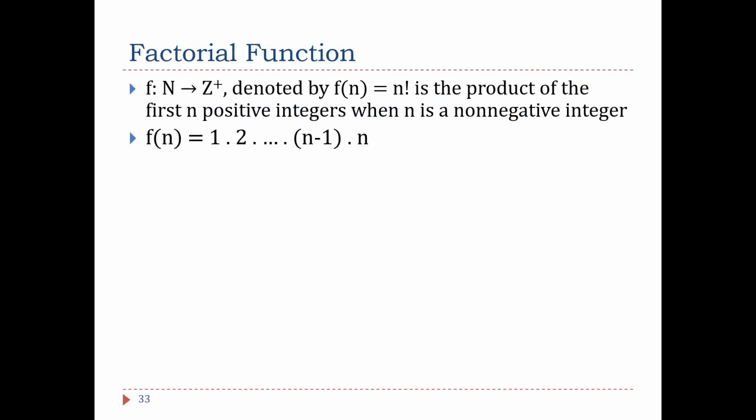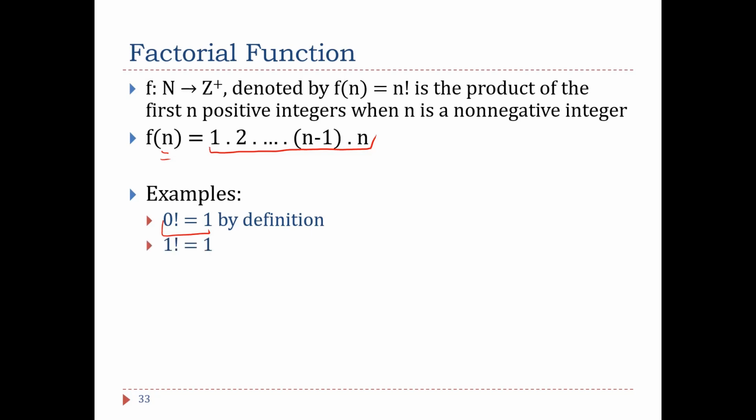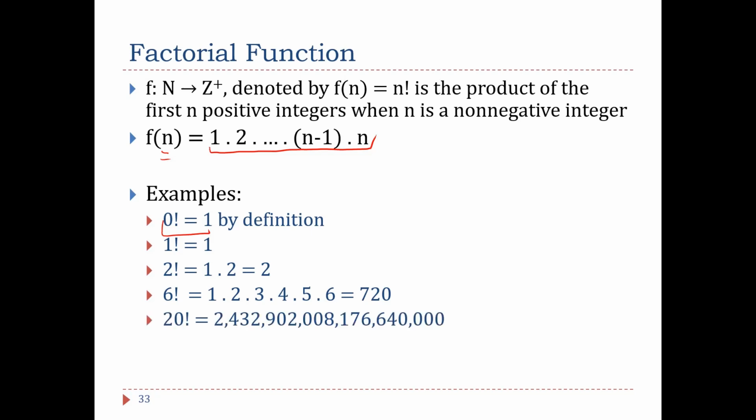What about the factorial? We just want you to recall that it's equal to the product of all the positive integers up to n. So it's equal to 1 times 2 times up to n minus 1, including n. And by definition, the factorial of 0 is equal to 1. The factorial of 1 is equal also to 1. The factorial of 2 is equal to 1 times 2, which is 2. Factorial of 6 is a very big number already. Okay, it's a big number, 720. And factorial of 20 is a very, very large number.